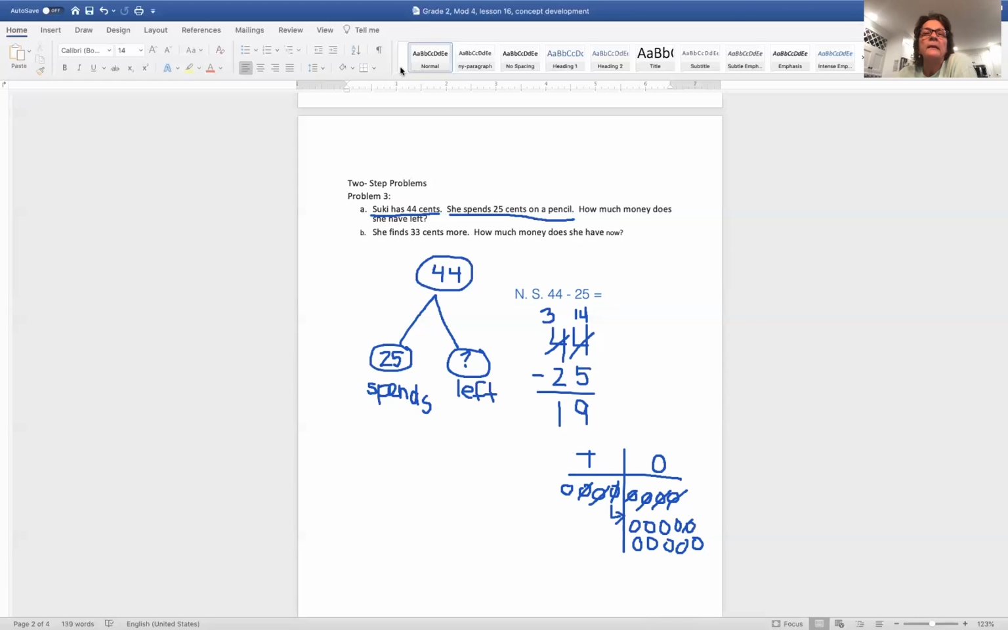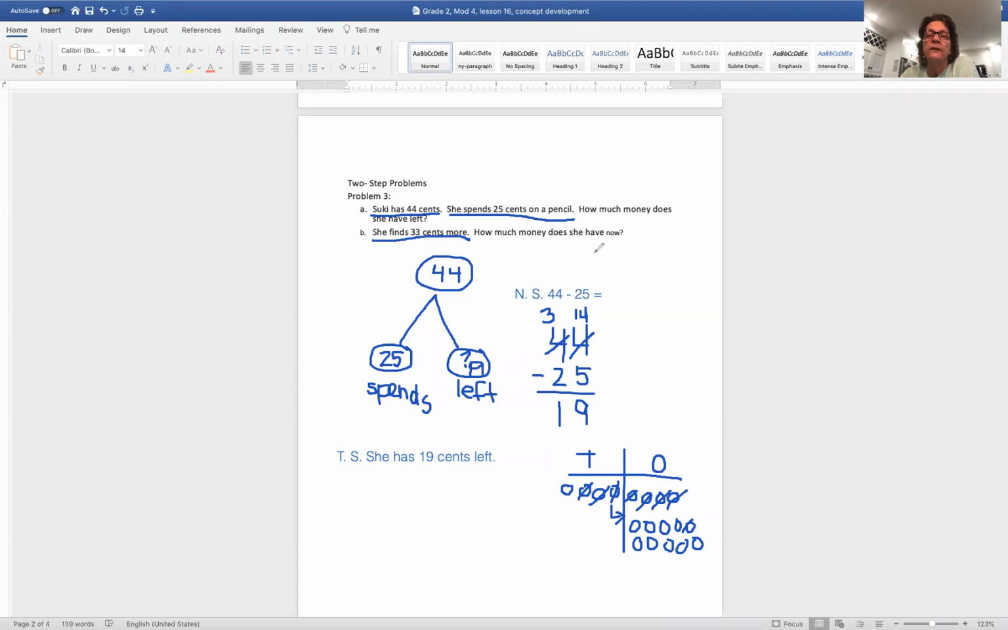Okay, and last but not least, then we need our target sentence here. So how much money does she have left? TS, she has 19 cents left. I can even go back and put that 19 in the number bond if you want to make your number bond complete. Now this is a two-step problem because then what happens, she finds 33 more cents.